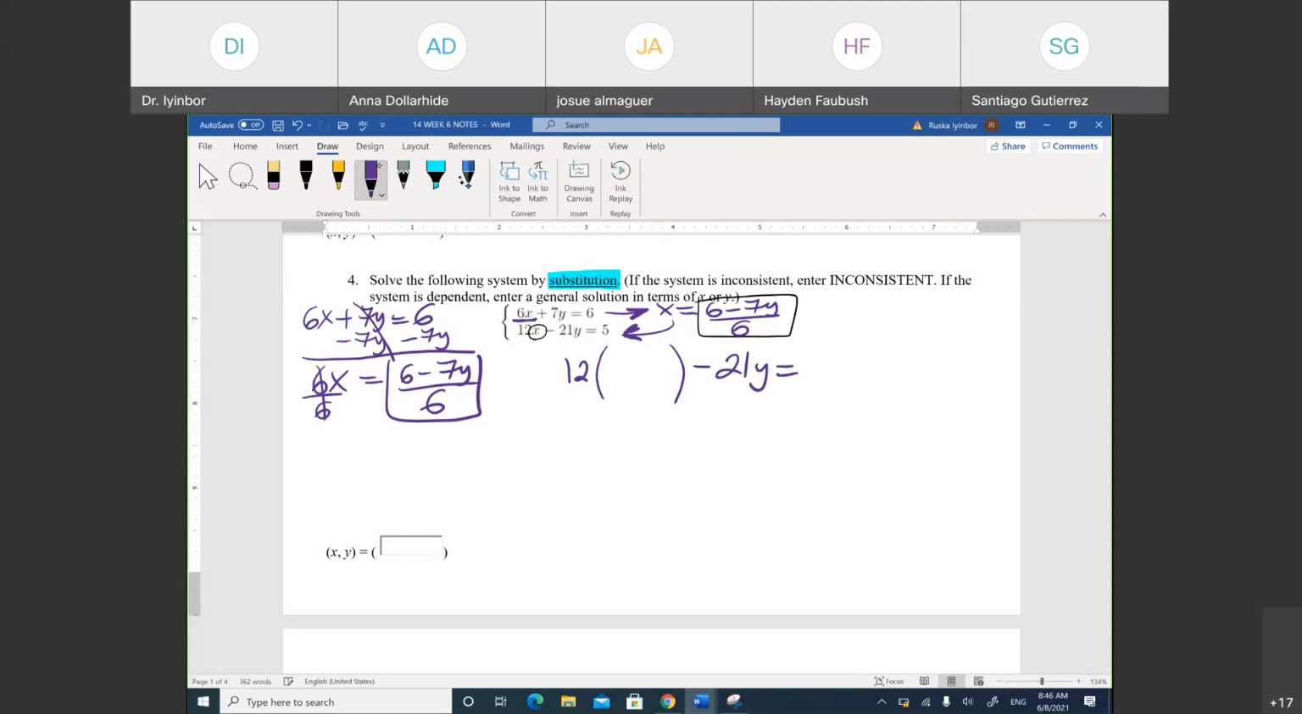And in the place of x, I'm going to put (6 minus 7y) over 6. So we're substituting x with whatever you solved for. Here, what you need to remember is if you solve for x in the first equation, you substitute into the second equation for x. So you have to be careful. If you solve for y, you have to substitute for y.